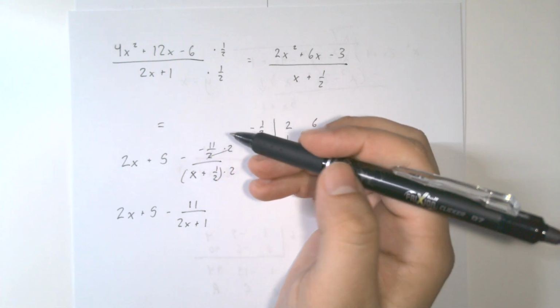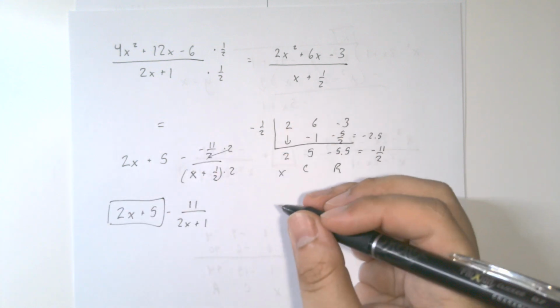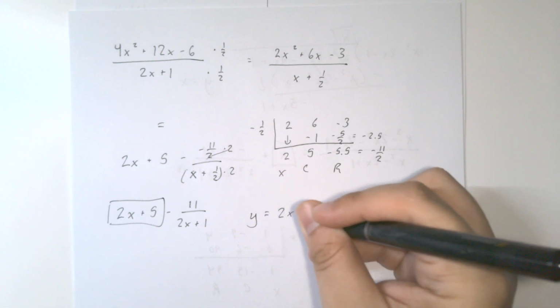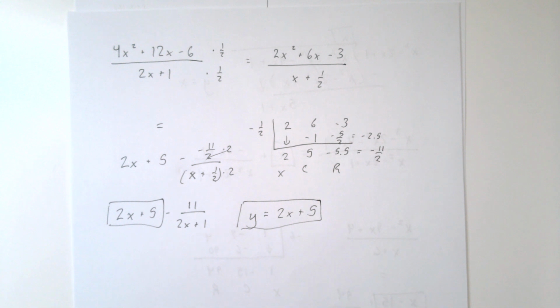But what we wanted was the equation of our slant asymptote, which is just given by this piece right here. So we have our answer as y is equal to 2x plus 5. This is the equation of our slant asymptote, and we are done.